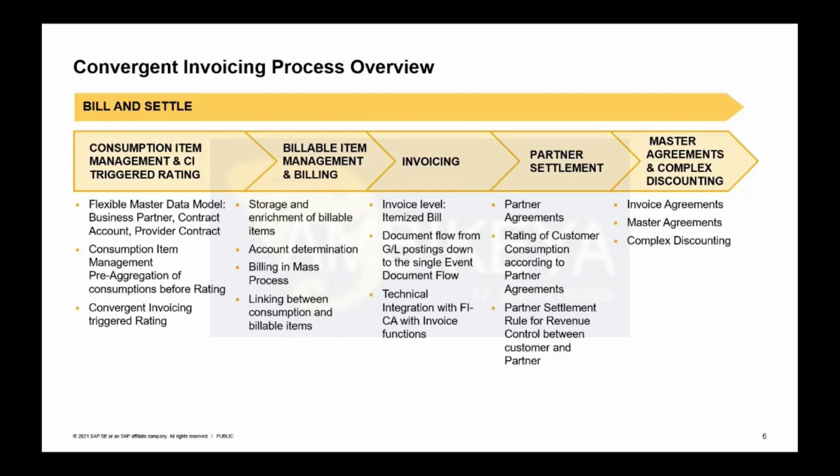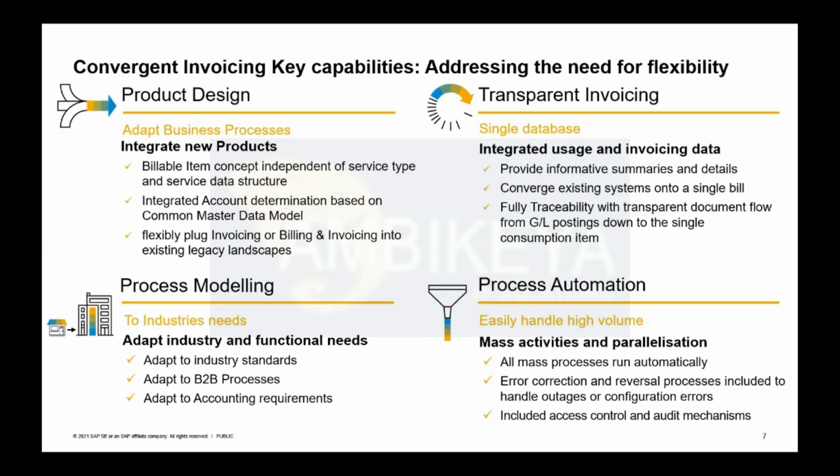According to B2B functionality, we have master agreements and complex discounting in place that is used in a lot of B2B scenarios. Okay, that's the overview about the convergent invoicing process. I just want to mention the strengths of this component.